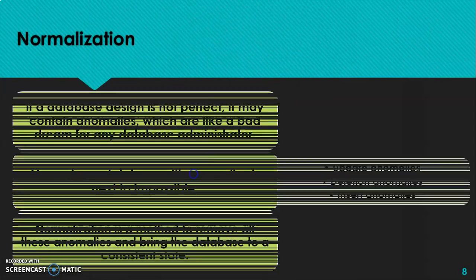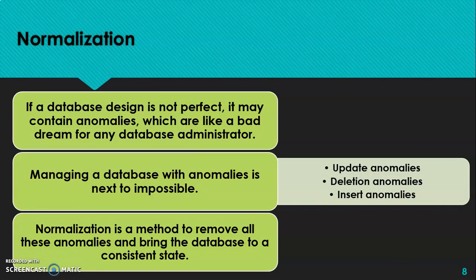Then there is normalization. Now if a database design is not perfect, it may contain anomalies, which are like a bad dream for any database administrator. Managing a database with anomalies is next to impossible. These anomalies occur when there is an update, a delete, or an insert operation. Normalization is a method to remove all these anomalies and bring the database to a consistent state.